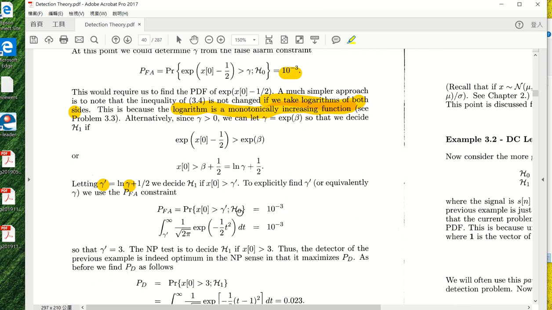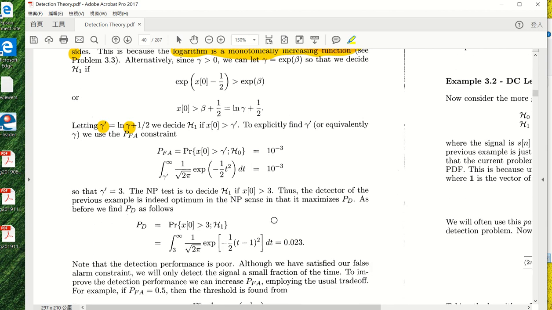Of course, conditional on H0, this distribution is known. It is the Gaussian distribution with zero mean, integrated from gamma prime to infinity. How should we decide gamma prime such that it will be equal to 10 to the minus 3? This is again a numerical issue. At the end we find that gamma prime is equal to 3. Okay. The NP test is to decide H1 if x0 is larger than 3.